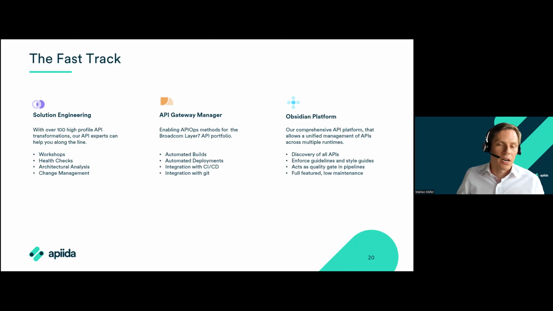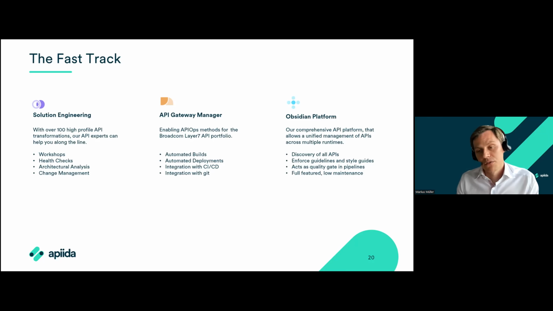Because as you might know, with Broadcom Layer 7, all of the configuration is done in XML files, and XML files in Git just weren't built for it. Let's just put it that way. So with our tool, the API Gateway Manager, we can help you do just that, introducing those methods to the team and to your infrastructure.